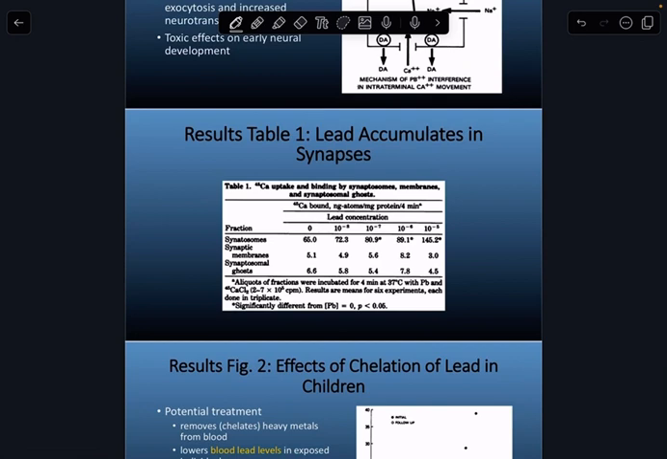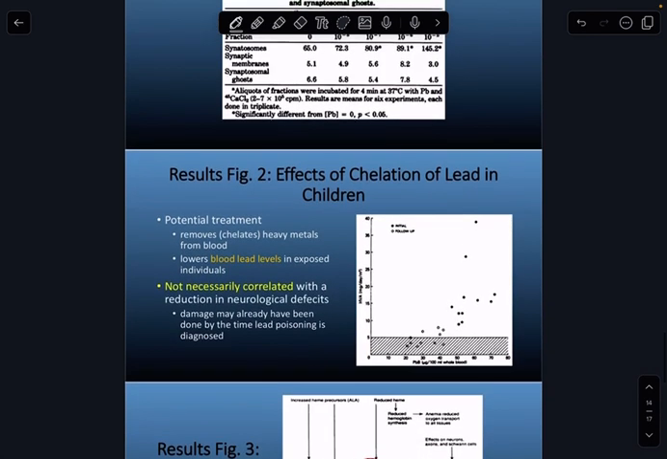Okay, so this is the second figure that she presents. This is the effects of chelation of lead in children. And so unlike the previous figure, this was actually a clinical study done on children, patients who had suffered lead poisoning.